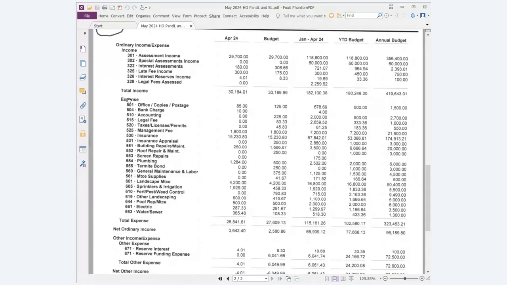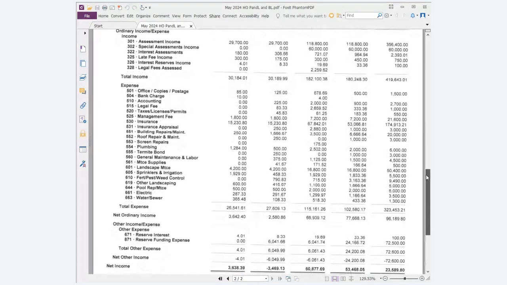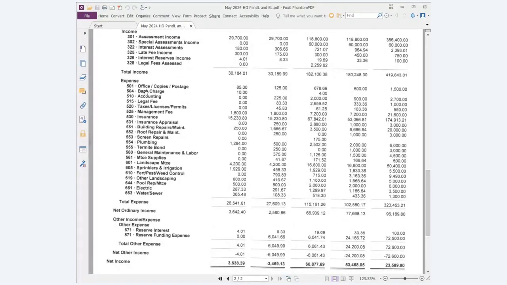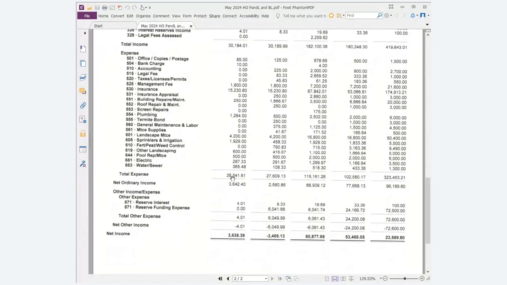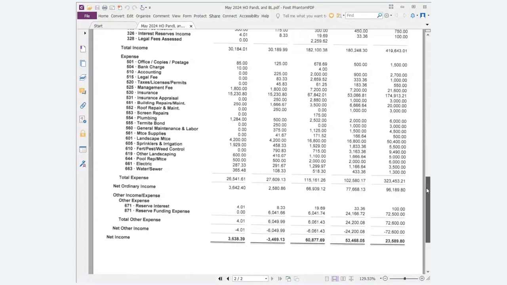Then we have the expenses. Again, this is a cash basis. If this were accrual basis, then you'd also want a supplemental report, the cash disbursements ledger, which would show you the actual cash disbursements. But this serves that purpose since it's a cash basis and not accrual basis. Nothing unusual here. You can see the typical operating expenses for an HOA with a total expense here, and then a net ordinary income of $3,642.